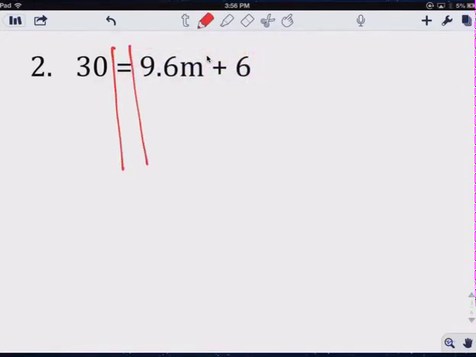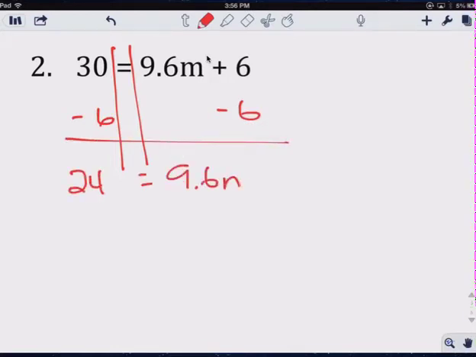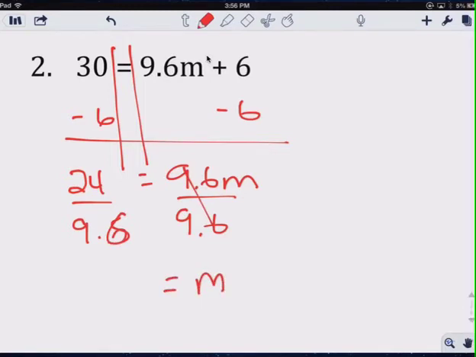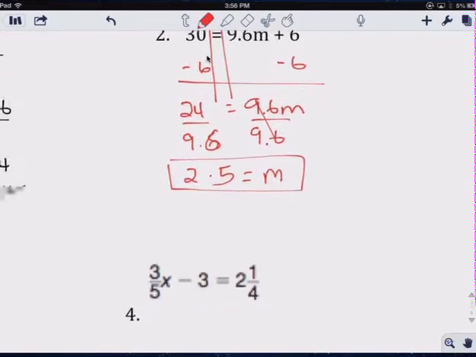All right? Here you'd eliminate a 6 minus a 6, which gives you 24 equals 9.6m. Divide by 9.6 to both sides. That gives you m equals, calculator, 24 divided by 9.6 is 2.5. Okay, that's what m is.